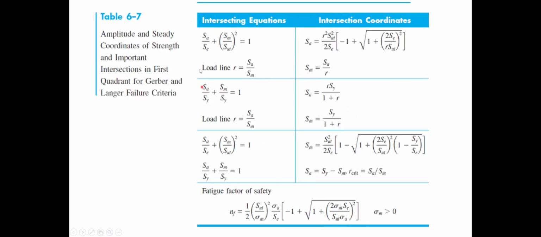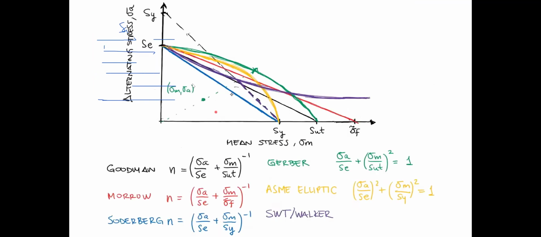This is the table that I use. So we can check the amplitude SA and the static coordinates of the stresses that intercept in the first quadrant of the Gerber and the other failure criteria. It's what we already learned, how to read figures like this.